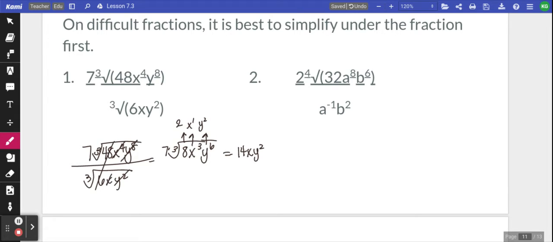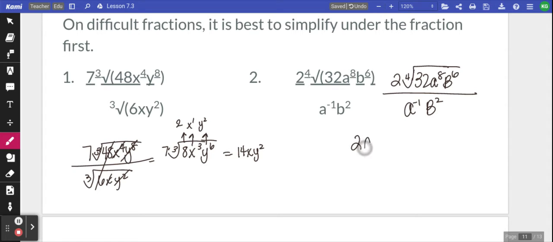On this next one, it looks like this. 2 times the fourth root of 32a8b6 over a to the negative 1b squared. On this one, I can't simplify my a's and my b's because some are underneath my root and some are outside of my root. So actually what I'm going to do is break them up first and then try to simplify afterwards. So I'm going to leave the 2. I'm going to move that a to the negative 1 to the top.